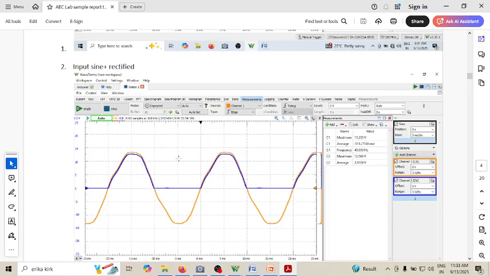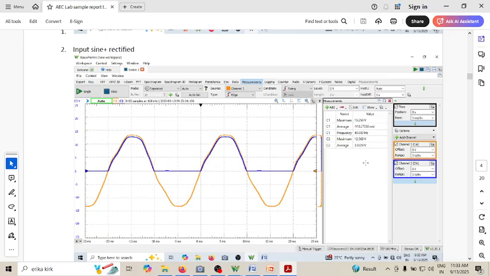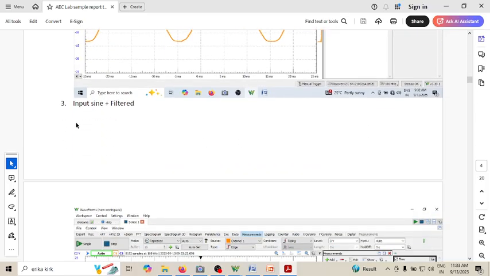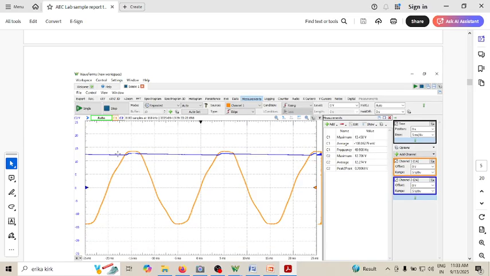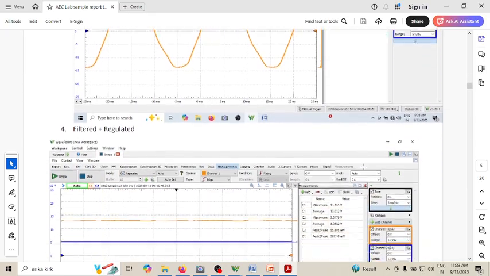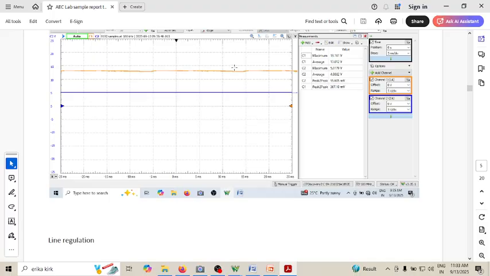Here again you measure the maximum and average of C1, the C1 frequency, and the maximum and average voltage of C2. This is the DC voltage of the output. This is a half-rectified signal. Then comes the input sine with the filter, the input sine wave with the filtered waveform. Here you'll be measuring the peak to peak of C2, which gives you the ripple voltage. And then comes the filtered and the regulated. This is a filtered waveform and this is a regulated waveform.